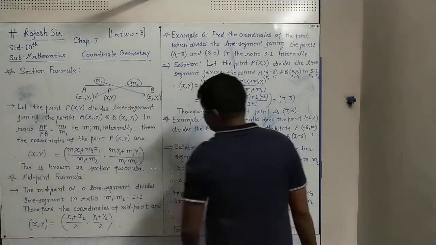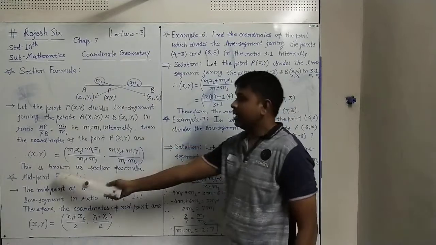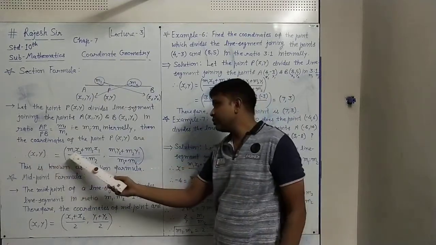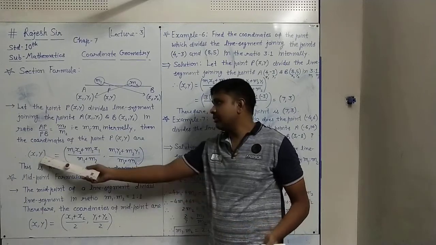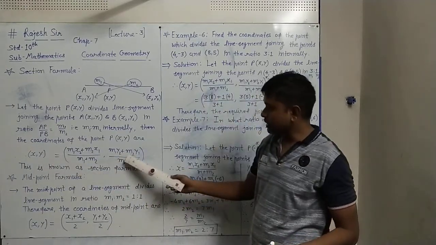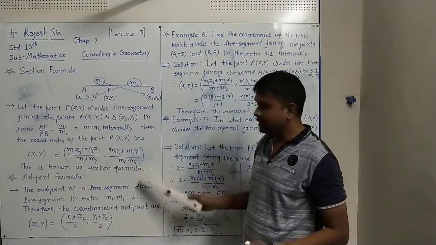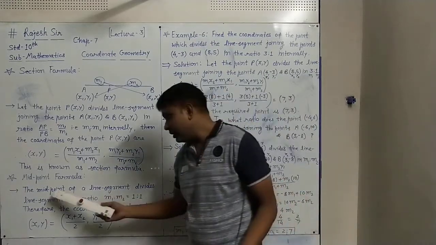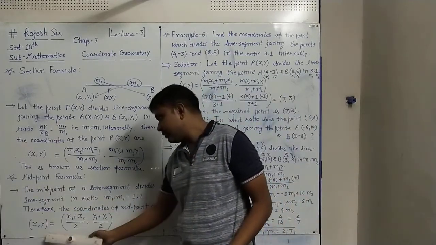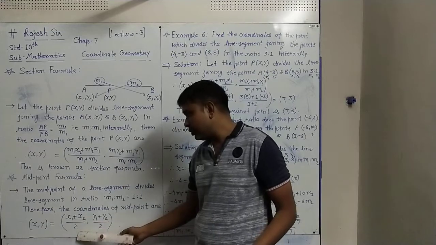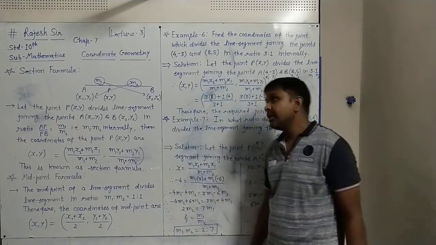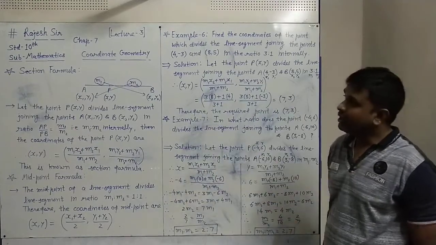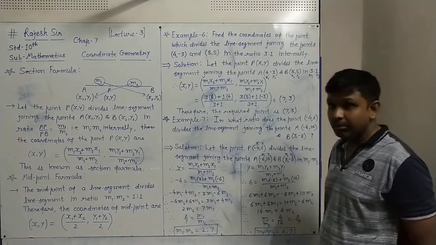So this way we have seen the section formula: the x coordinate equals m1 x2 plus m2 x1 upon m1 plus m2, and the y coordinate is m1 y2 plus m2 y1 upon m1 plus m2. And the midpoint formula: x coordinate is x1 plus x2 upon 2, and y coordinate is y1 plus y2 upon 2. Now using this formula we will have the next examples.